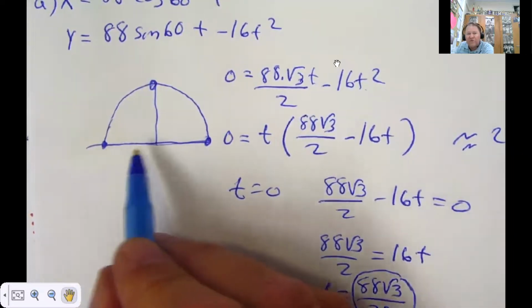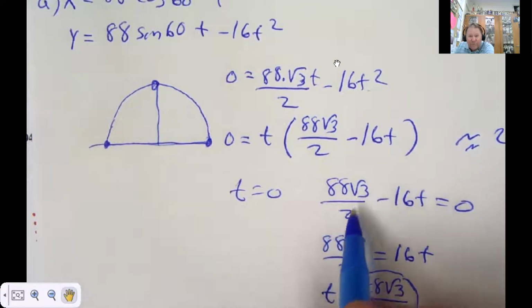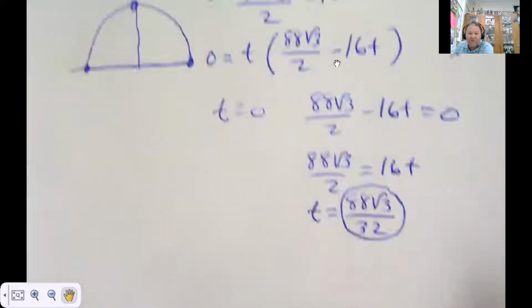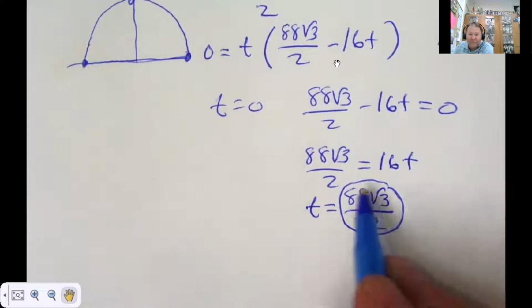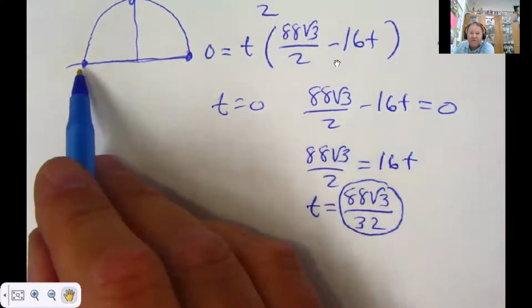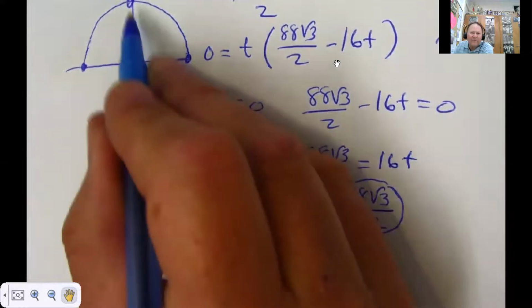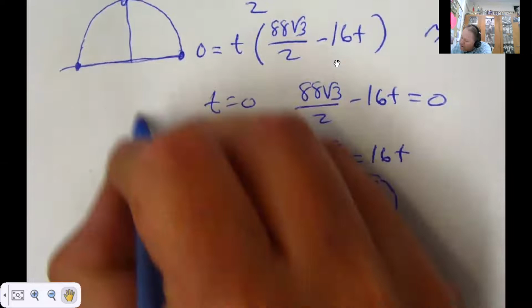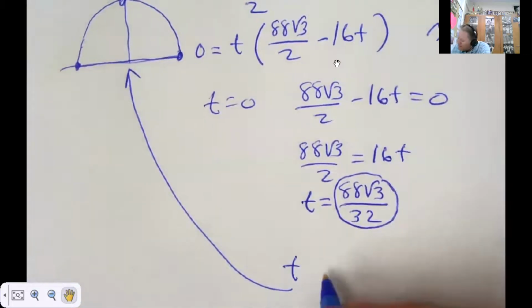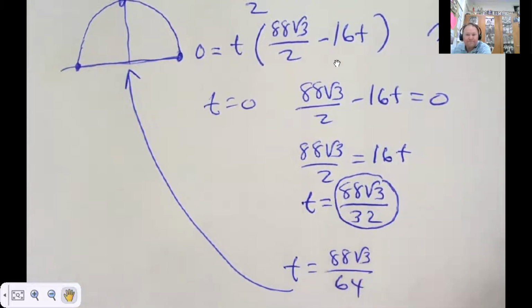What's right smack dab in the middle? Well, we know the distance from here to here in terms of time is 88 root 3 over 32, my bad, over 32. That's the time it's going to take. So if I take 1/2 of that, that should tell me the time when it's at its maximum height, which is obviously where it's going to reach its middle right here. That middle point is going to be equal to 88 root 3 over 64.